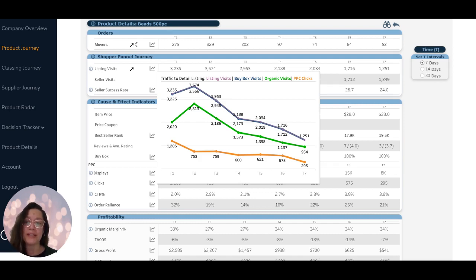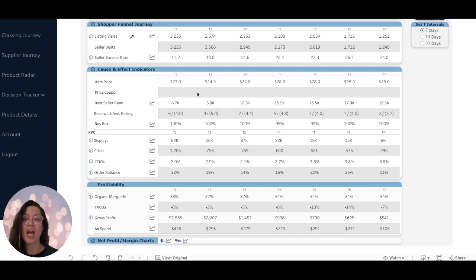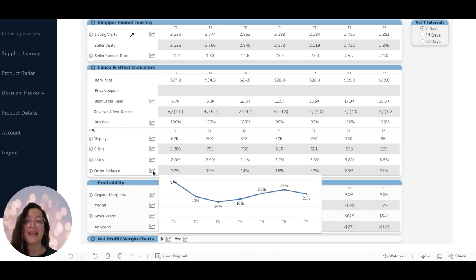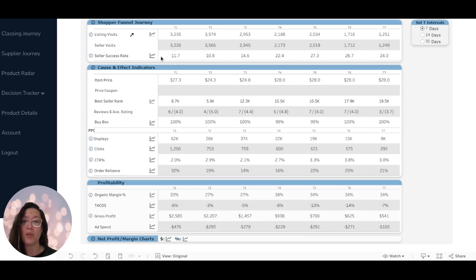Ideally, we would want to see the reverse, that more people are clicking in the organic list, which would indicate that ranking has improved. You'll notice that the price has increased between T2 to T1 and could be a cause for the decrease in organic visits. We see that order reliance has increased, which makes sense as the clicks have also increased, whereas the success rate has remained more or less the same when compared to T2.